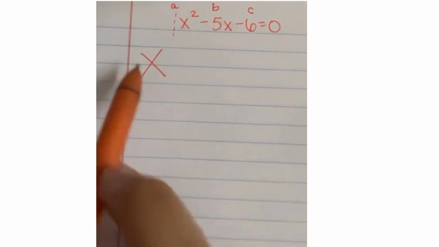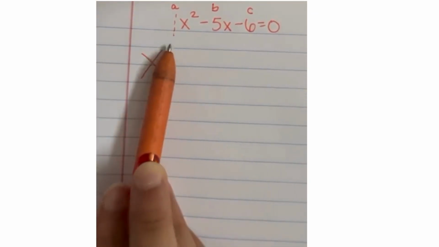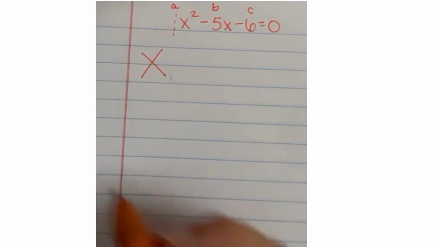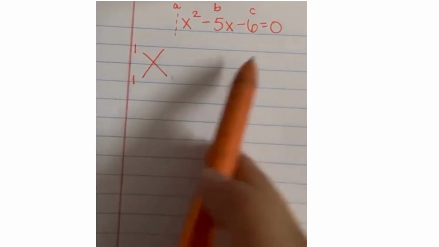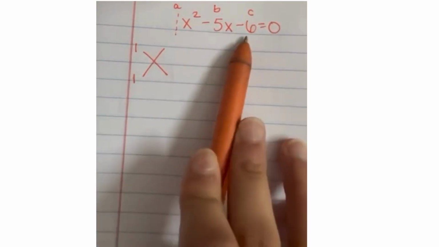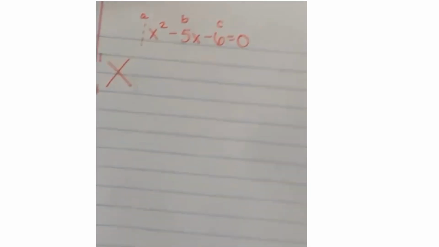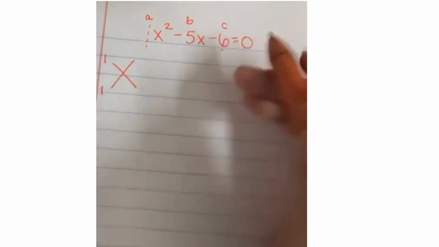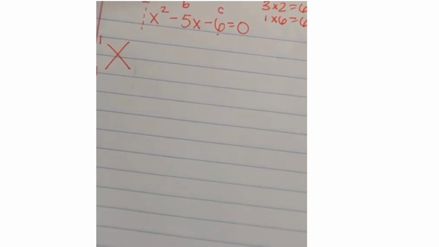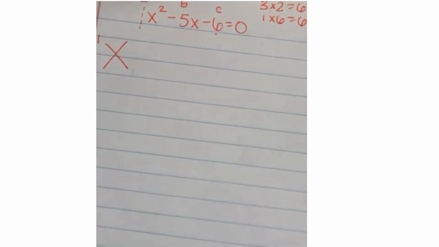So we have an imaginary 1 in front of this, right? This is going to be our A, the negative 5 is going to be our B, and the negative 6 is going to be our C. So on this side, we want to put factors of 1. Factors meaning what times what equals 1. So 1 times 1 equals 1. Okay, then on this side, we want to put factors of negative 6. So we know that for 6, 3 times 2 equals 6, and 1 times 6 equals 6.